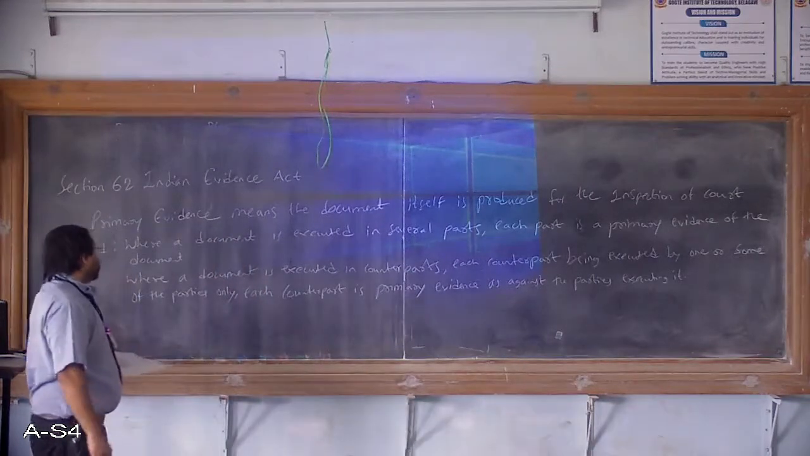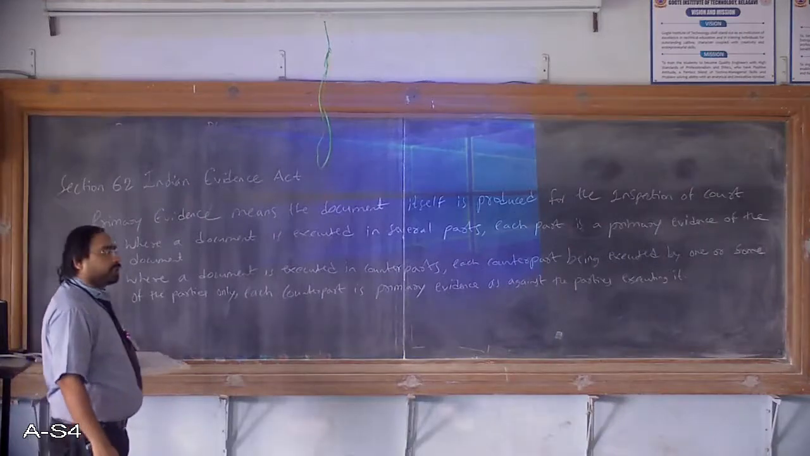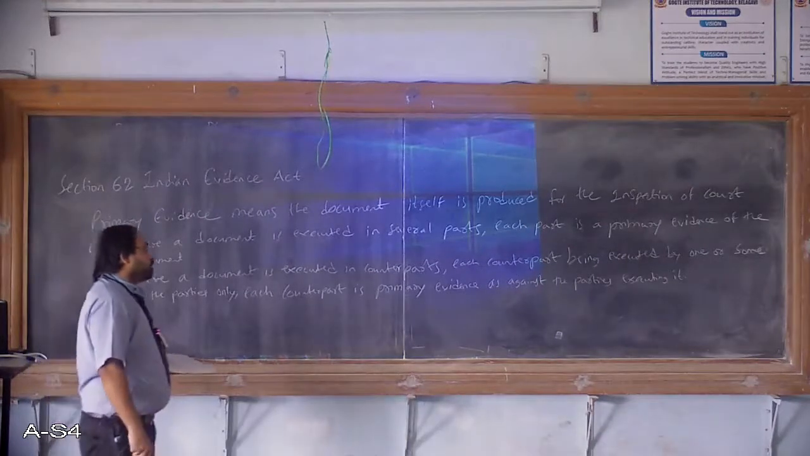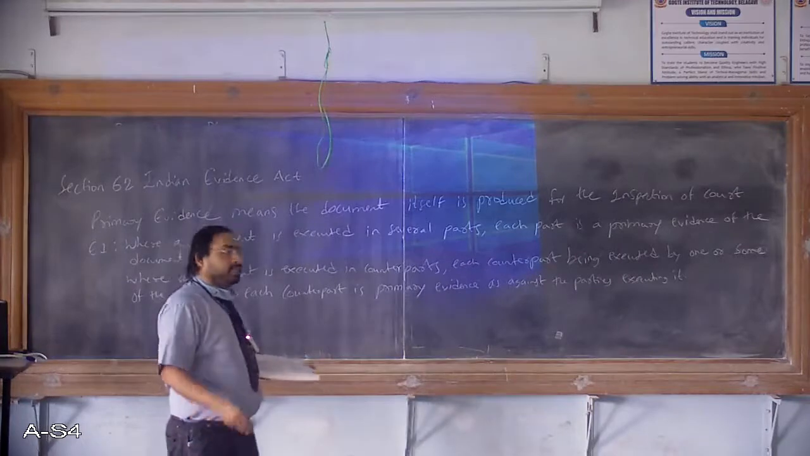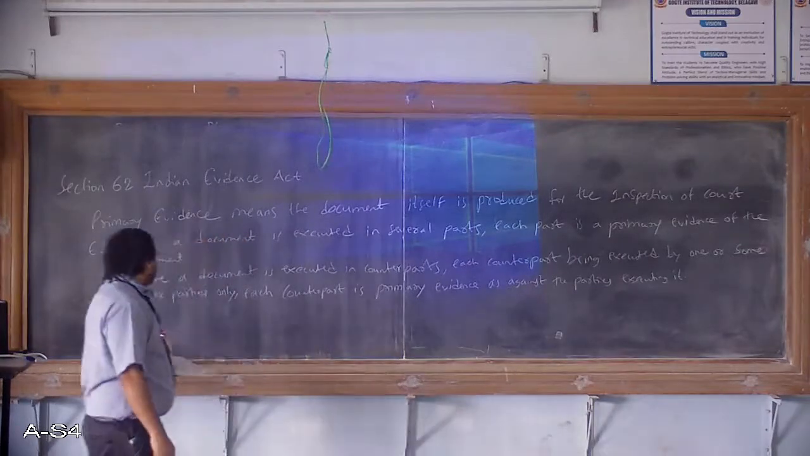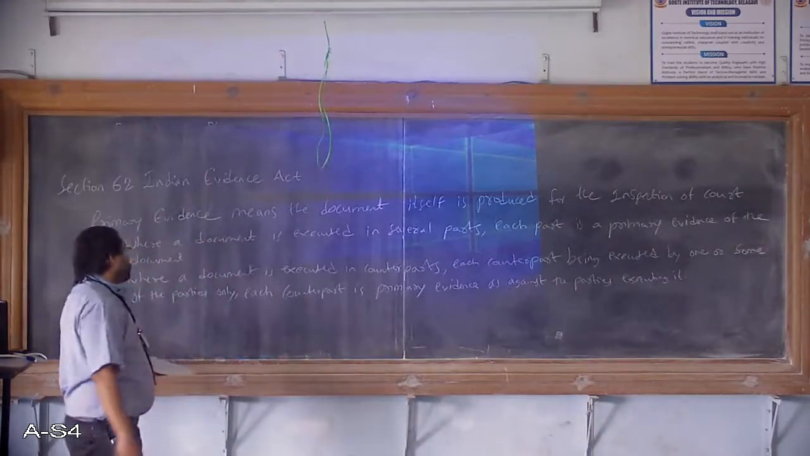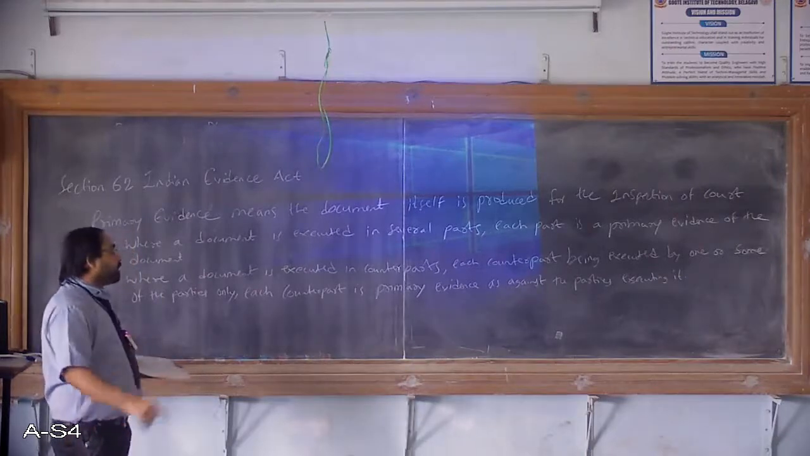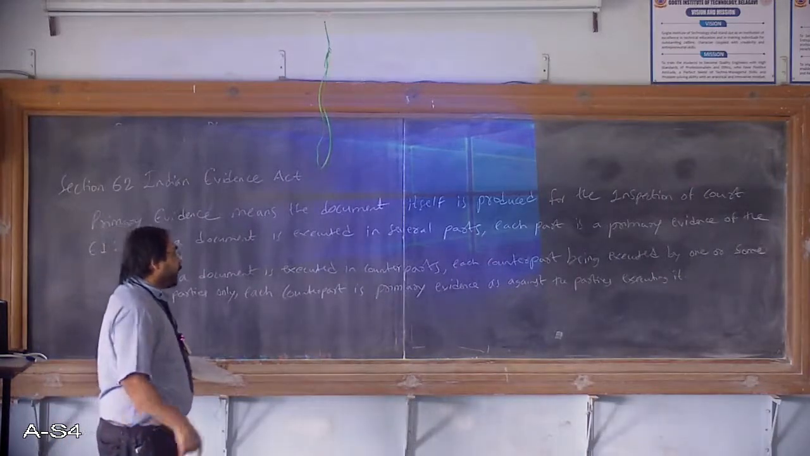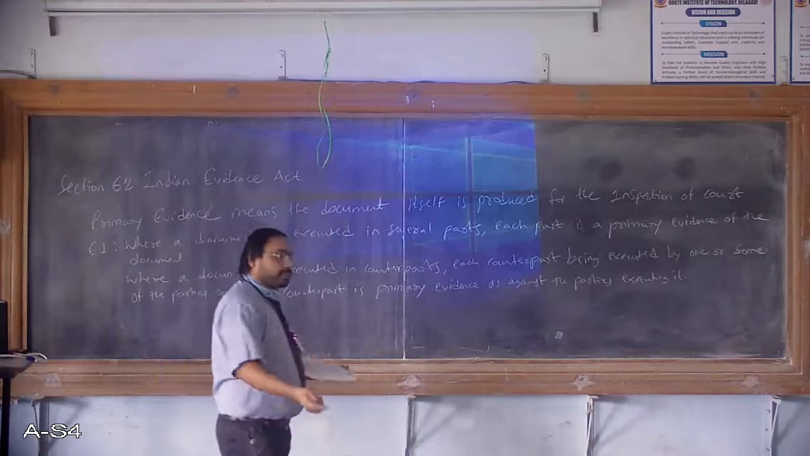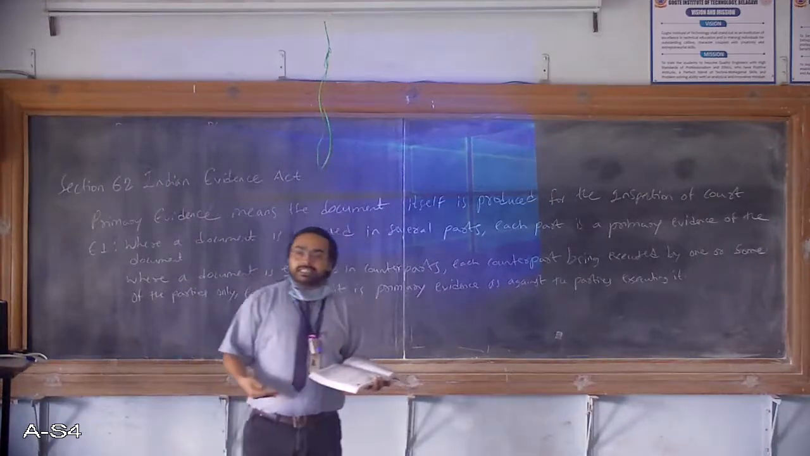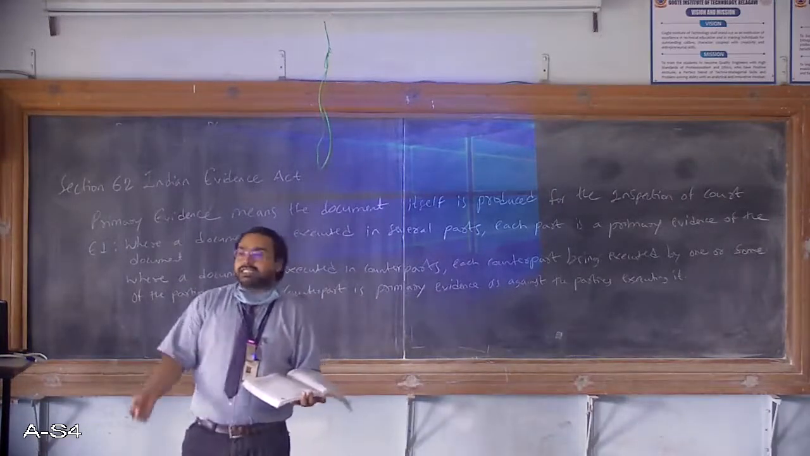Second, where a document is executed in counterparts, each counterpart being executed by one or some of the parties only. So each counterpart is primary evidence as against the parties executing it. So we need to understand the difference between the part and the counterpart.